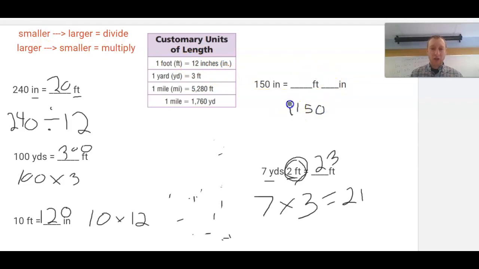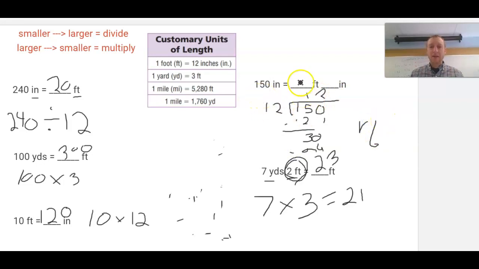150 inches. And how many inches are in a foot? 12, right? How many 12s are in 150? Well, let's see. 12 goes into 15 once. 1 times 12 is 12. 15 minus 12 is 3. Bring down the 0. 12 goes into 30, 12, 24, 36. Oh, so let's say 2 times. 2 times 12 is 24. Subtract, and I get 6. I'm just going to put it over here. There's nothing left to put down, right? So we got 12 with a remainder of 6.